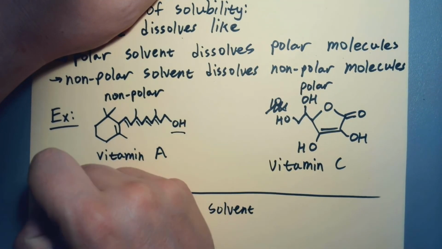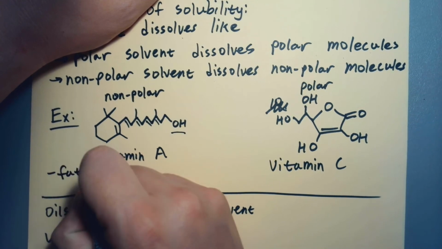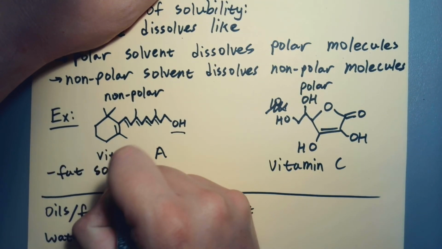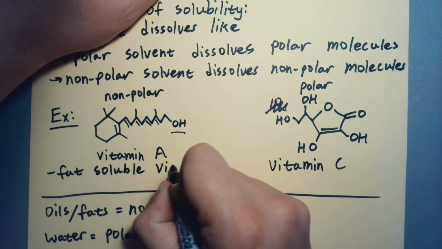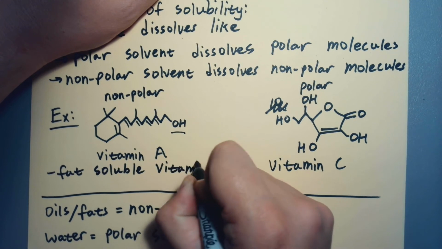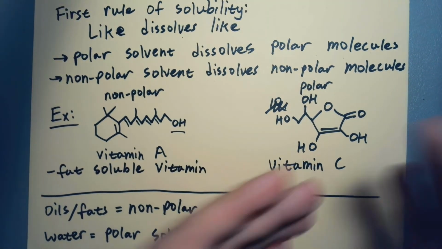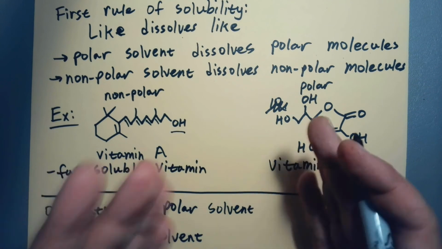And so we say that vitamin A is a fat-soluble vitamin. And we say fat because plants have oils, animals have fats. It's kind of the general breakdown of it.